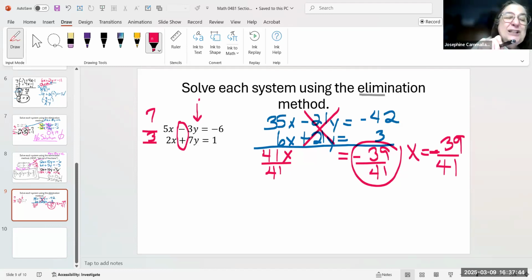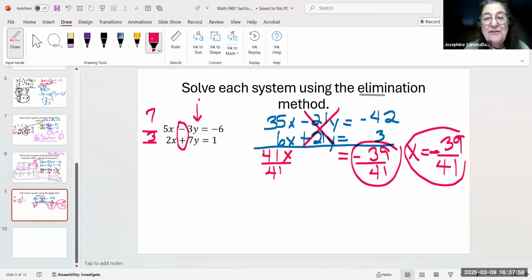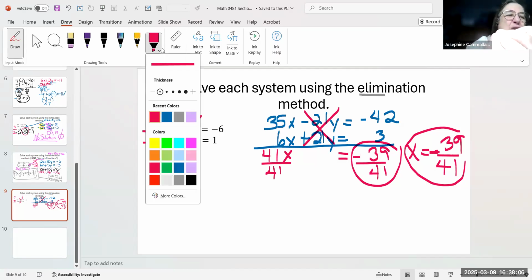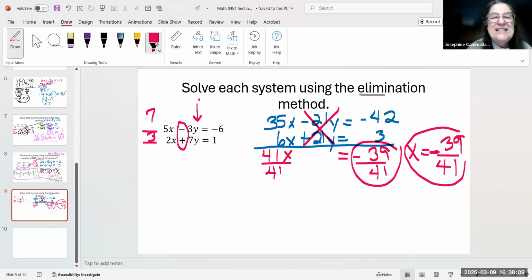Now, you can do it a second time. I normally don't like to. I would prefer to take this and put it in my first equation and solve for y, but then I like to work with fractions. Some people don't. And because they don't like to work with fractions, they like to do elimination twice. And I'm going to write it here: using the elimination method twice.